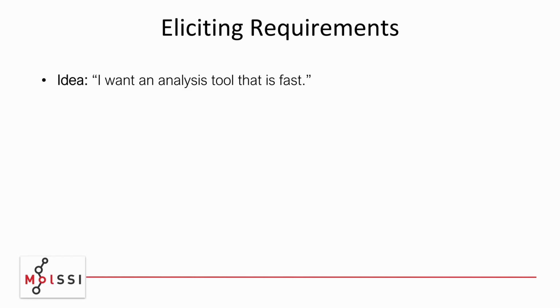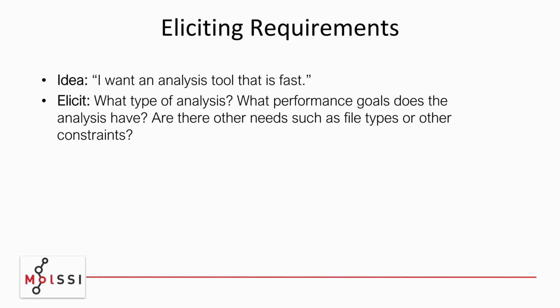Well, as I pointed out earlier, you want to start cleaning up all of the vague wording in it. So in this case, fast. You need to talk to the users who are asking for this. Maybe that's you. Often in scientific codes that you're developing for yourself, you are going to be the end user. So you need to ask yourself, what do I mean by fast? What do I mean by an analysis tool? What are the goals? What is this trying to achieve? And so we need to ask a lot of questions.